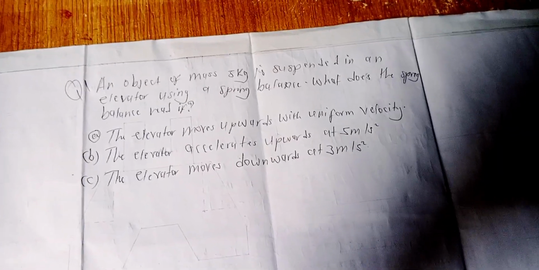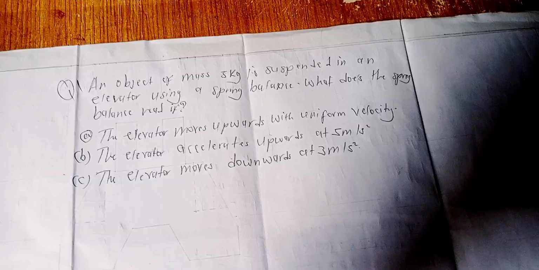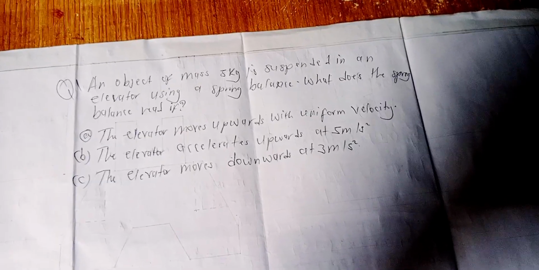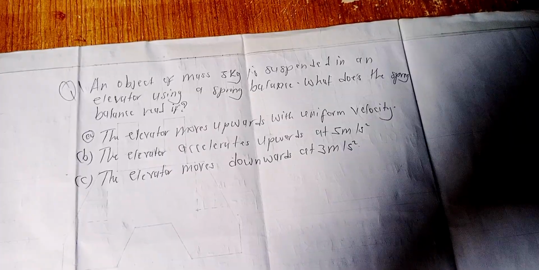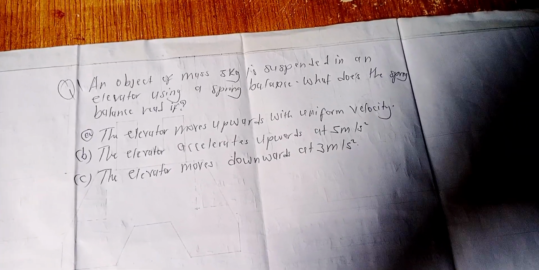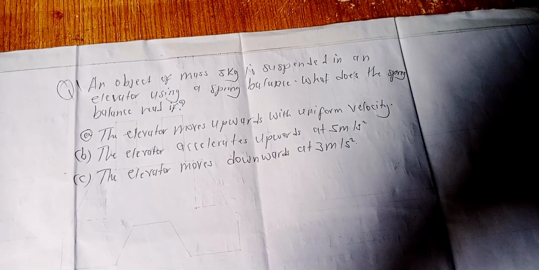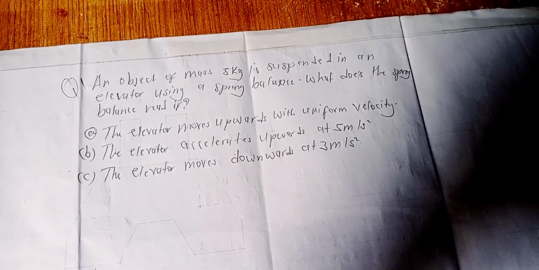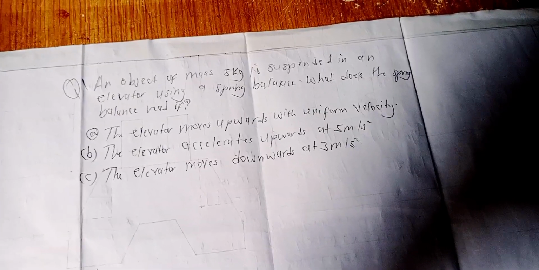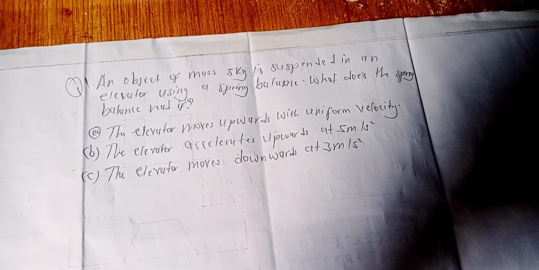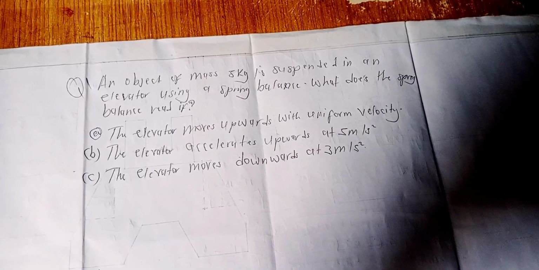The question states that an object of mass 5 kg is suspended in an elevator using a spring balance. What does the spring balance read if, question A, the elevator moves upward with uniform velocity; B, the elevator accelerates upwards at 5 meters per second squared; C, the elevator moves downward at 3 meters per second squared? So I've been given a question which needs us to do what?